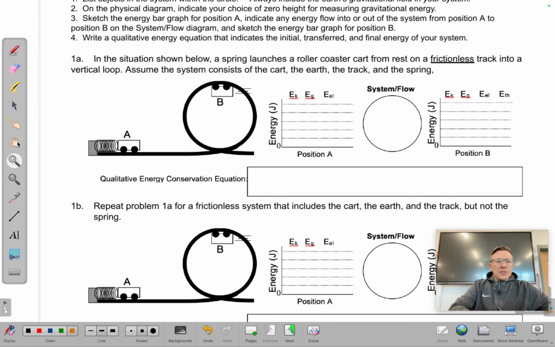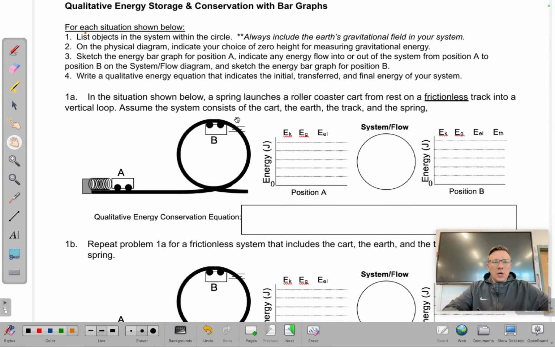So it says for each situation below, list the objects in the system within the circle and always include the Earth's gravitational field in your system. So the system is basically us defining objects and things that we are going to study for this particular problem. And we're setting a boundary, and we can evaluate what's going on within the system, and then was there some sort of additive to the system from outside, or does anything leave the system? And this will be easier to understand as we do some examples. So just hang with me as we go through this here.